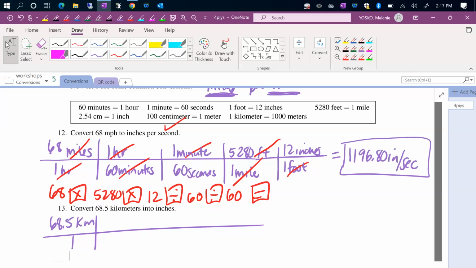You know what I mean by that? Systems, our metric system is in terms of meters and centimeters and kilometers and hectometers and decimeters. 1 kilometer equals 1,000 meters. Okay, so it'd be 1 kilometer on the bottom and 1,000 meters on top. Is that okay with everybody?